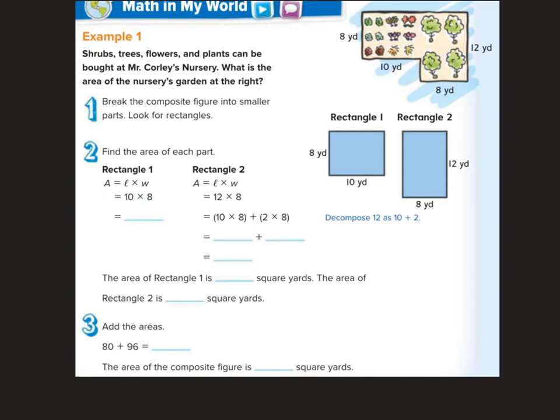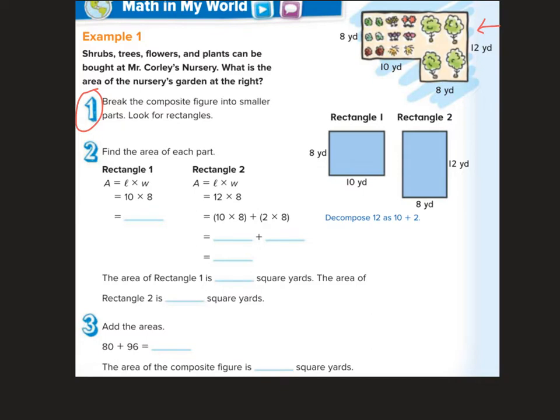Okay, so let's try this first example here. Shrubs, trees, flowers, and plants can be bought at Mr. Corley's nursery. What is the area of the nursery's garden at the right? So our first step is to break the composite figure into smaller parts. So we're going to be looking for rectangles.